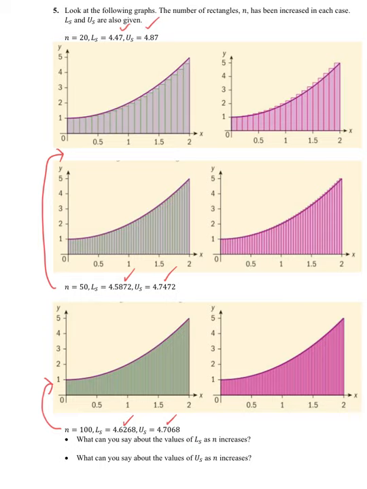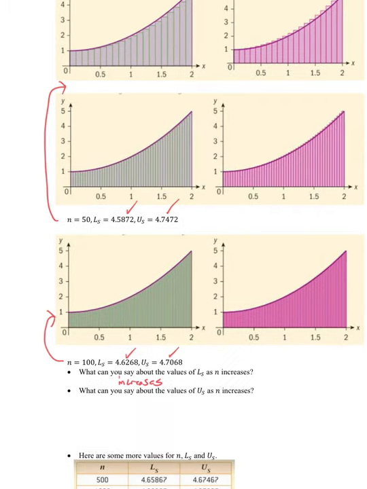All right. So what can we say happens to the lower bound as the number of rectangles increases? Is the lower bound going up or is it going down? Remember, that was always an underestimate. It increases because it's getting closer. Yes, exactly. Upper bound, it gets smaller because it's getting closer. Exactly. The lower bound increases as we add rectangles. This one decreases as we add rectangles.